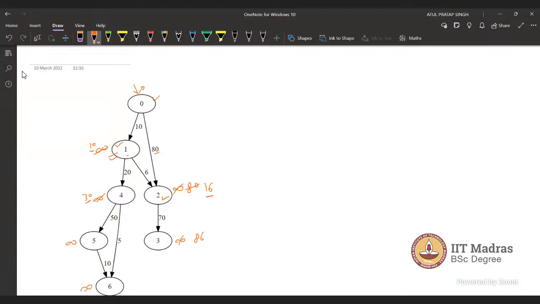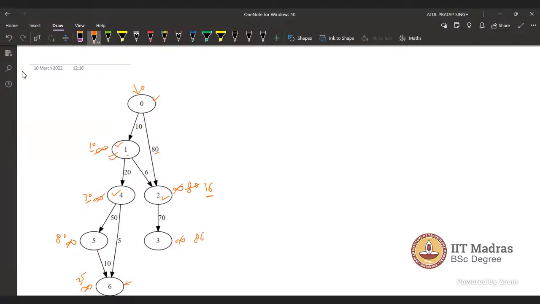So now node 4 will be selected, and we find the distances for its neighbors. 30 plus 50 is 80, and 80 is less than infinity, so we will update this to 80. After that, from 4 we can also move to 6. 30 plus 5 is 35, so it becomes 35. Now 4 is visited. We have remaining 5, 3 and 6. Which distance is the minimum? This 35, so we will select node 6 now.